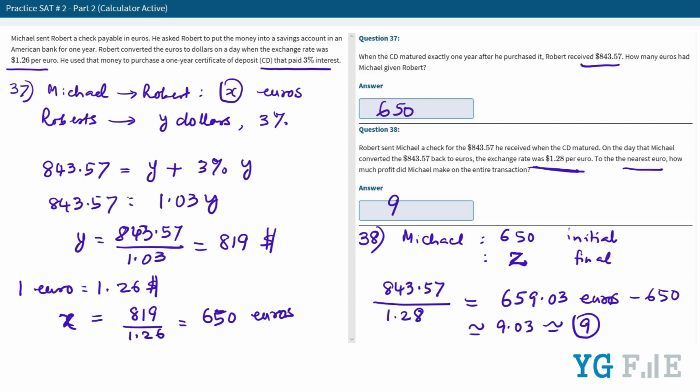So the second question is essentially about finding out the amount of profit that Michael made during the conversion process back to euros. Now remember that this 9 euros profit came from the fact that he put it as a CD and then he got a 3% interest. So that's what yields him some extra money, in the form of euros about 9 euros, as a profit.